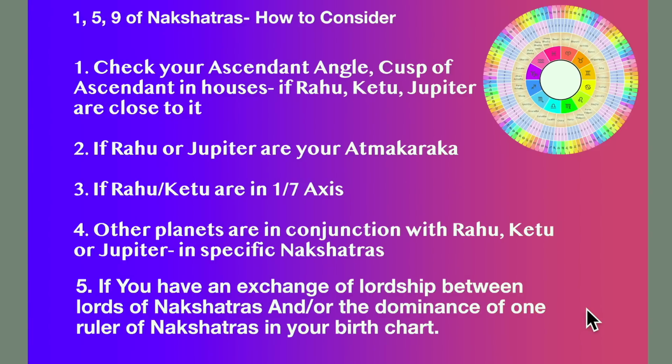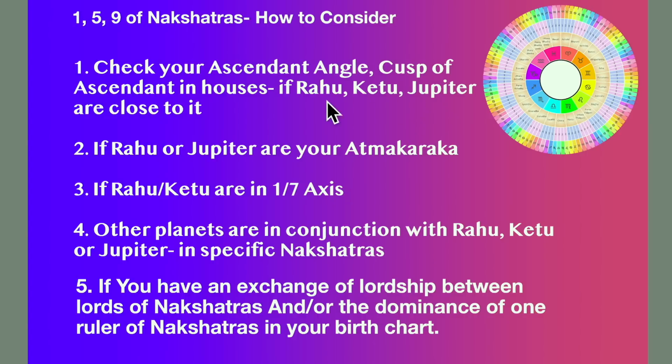The 1, 5, 9th aspect of nakshatras are important to consider, and we'll tell the rules of why it is so. You'll find out in a minute. Check your ascendant. Number 1, ascendant angle, the cusp of your ascendant, whatever planet is close to the ascendant, especially if it is Rahu, Ketu or Jupiter are close to that cusp, close to your ascendant angle.